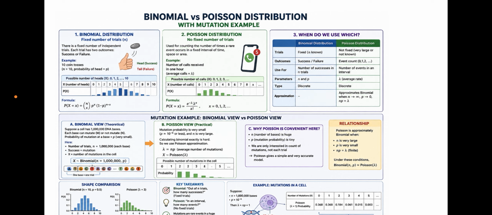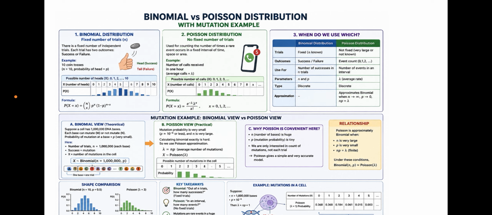And in the Poisson distribution, there are no fixed trials. Here also, for every event, there are two outcomes. Also there is another distribution called the normal distribution. The normal distribution is used for continuous data, whereas binomial distribution, Poisson distribution, or even Bernoulli distribution, all of these are used for discrete data.